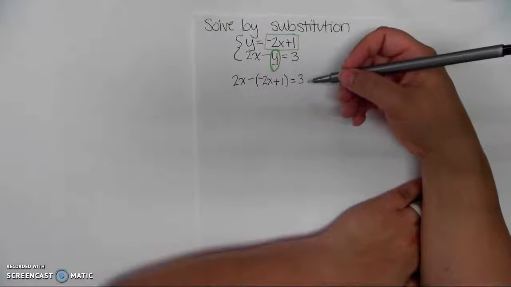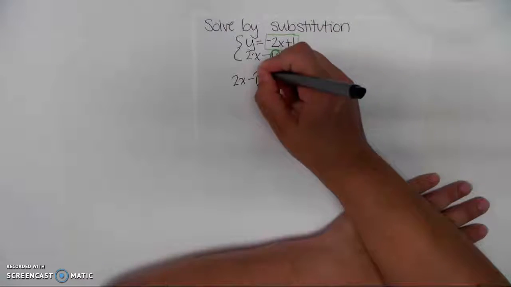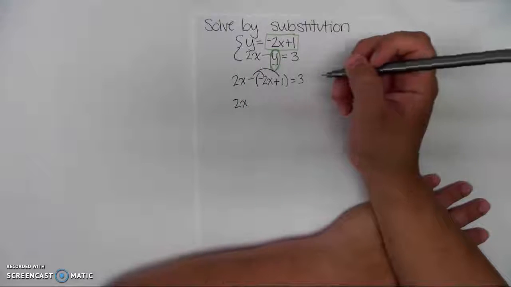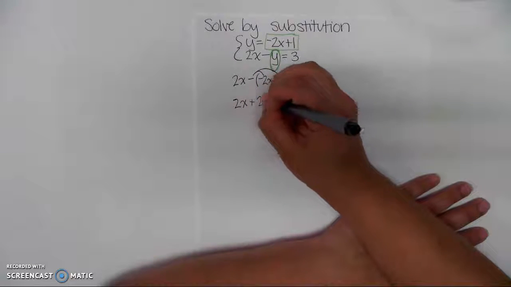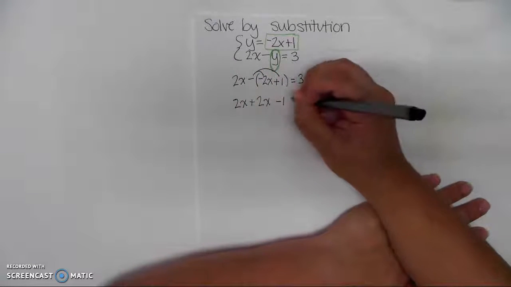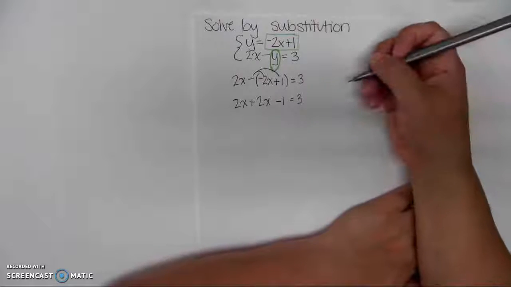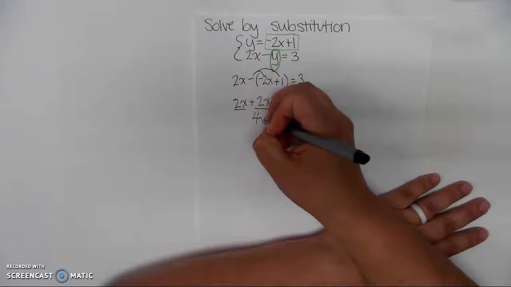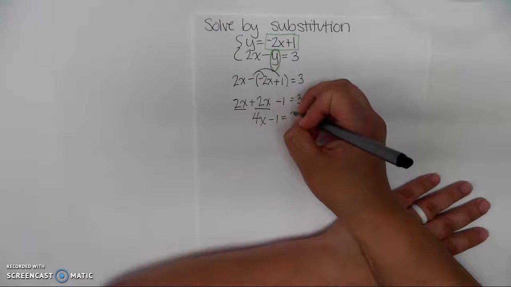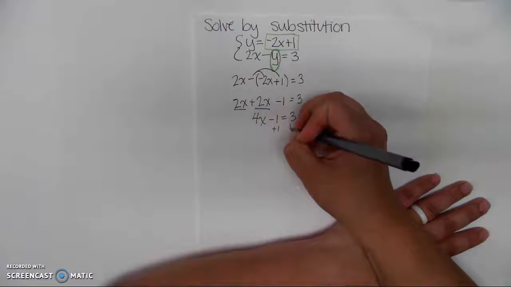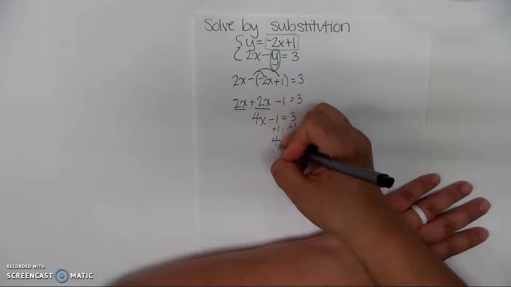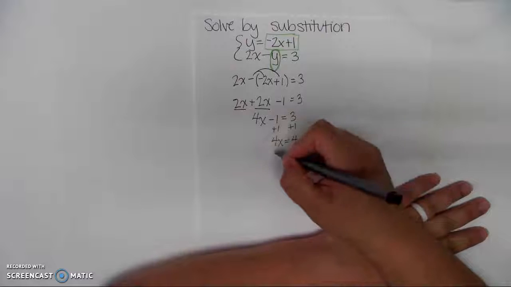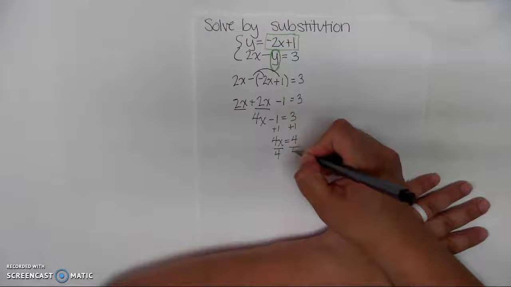And then it's just solving an equation. So I'm going to distribute this negative sign to both parts of the parentheses. So plus 2x minus 1 equals 3. And then I'm going to combine my like terms. 2x and 2x is 4x. Minus 1 equals 3. Add 1 to both sides. 4x equals 4. Okay, and then I do my last step, which is to divide by 4.